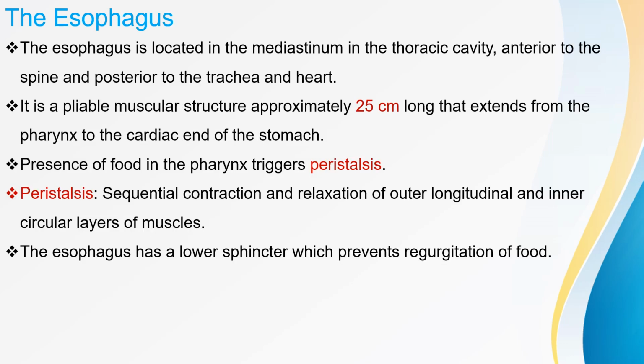The esophagus. The esophagus is located in the mediastinum in the thoracic cavity, anterior to the spine and posterior to the trachea and heart. It is a pliable muscular structure approximately 25 centimeters long that extends from the pharynx to the cardiac end of the stomach. Presence of food in the pharynx triggers peristalsis. Peristalsis is the sequential contraction and relaxation of outer longitudinal and inner circular layers of muscles. The esophagus has a lower sphincter which prevents regurgitation of food.